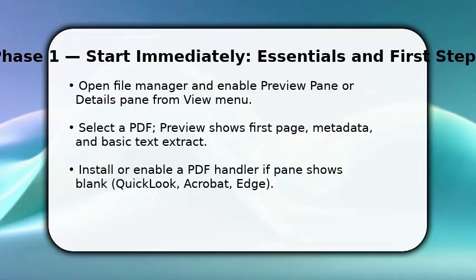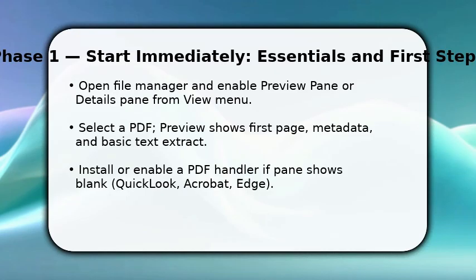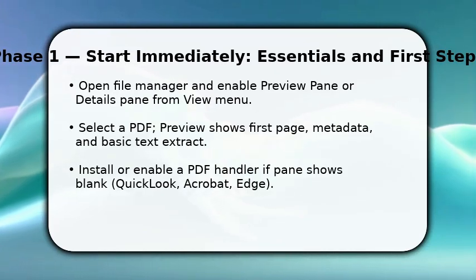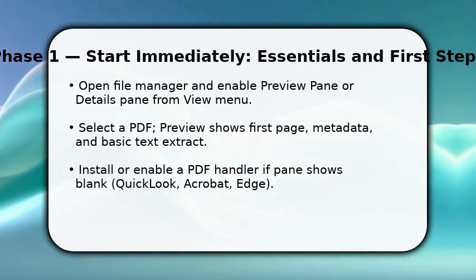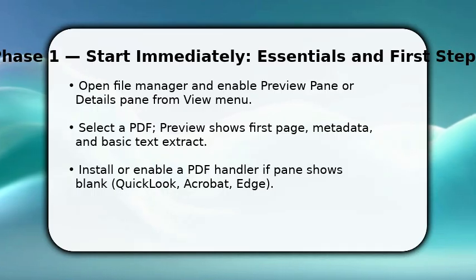You start by turning on the preview pane so you can see PDFs inline. Open your file manager, choose View, then enable Preview or Details. Once done, click a PDF and watch the pane populate with a thumbnail and basic metadata. This confirms the handler is registered.